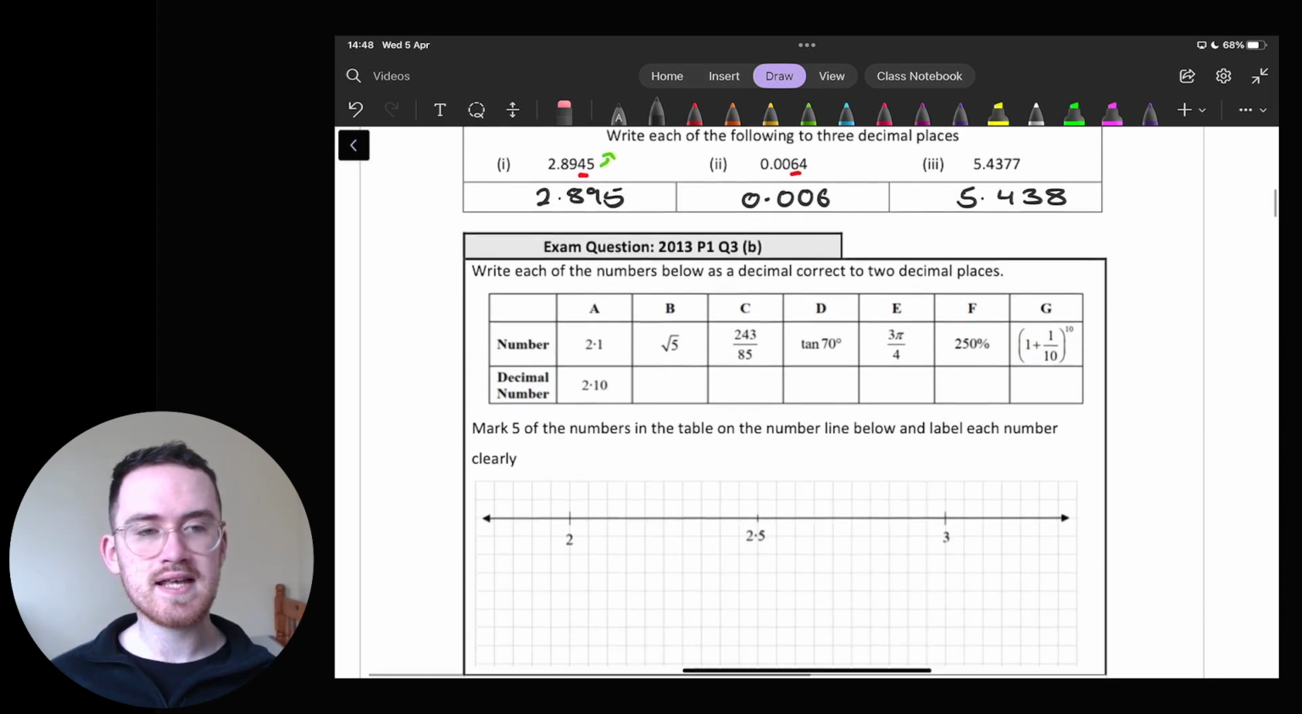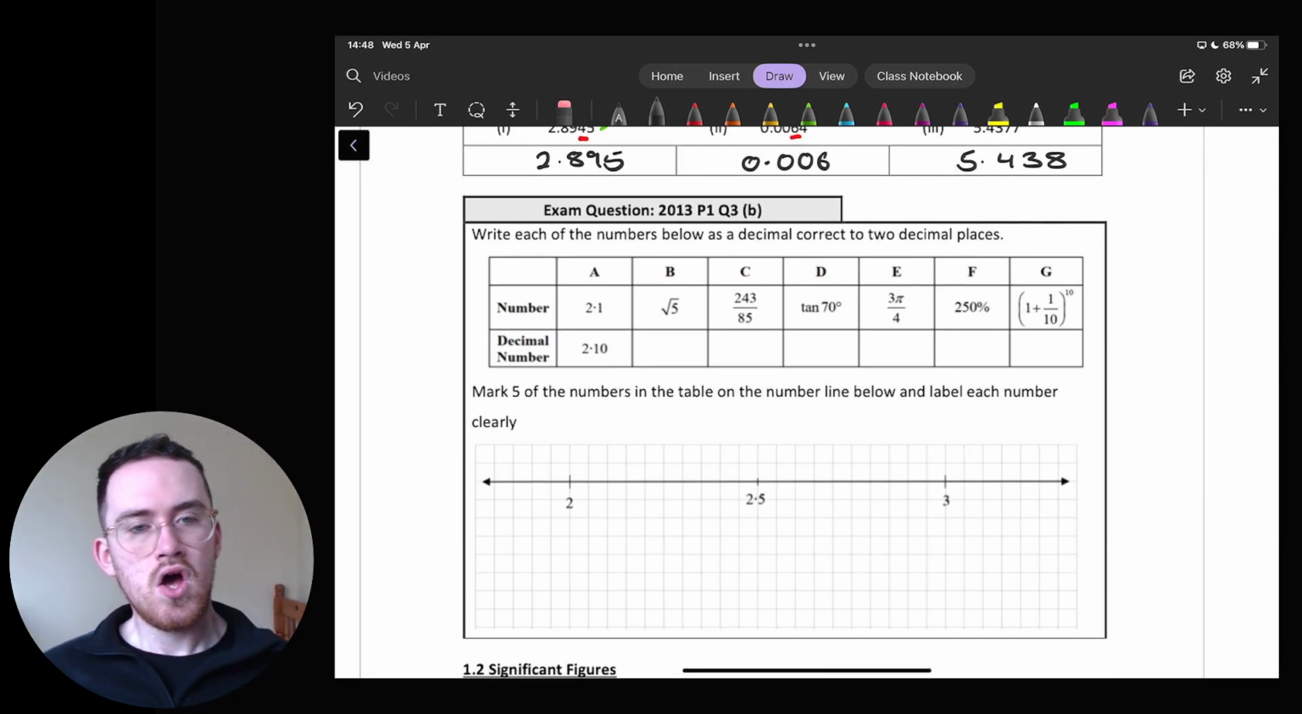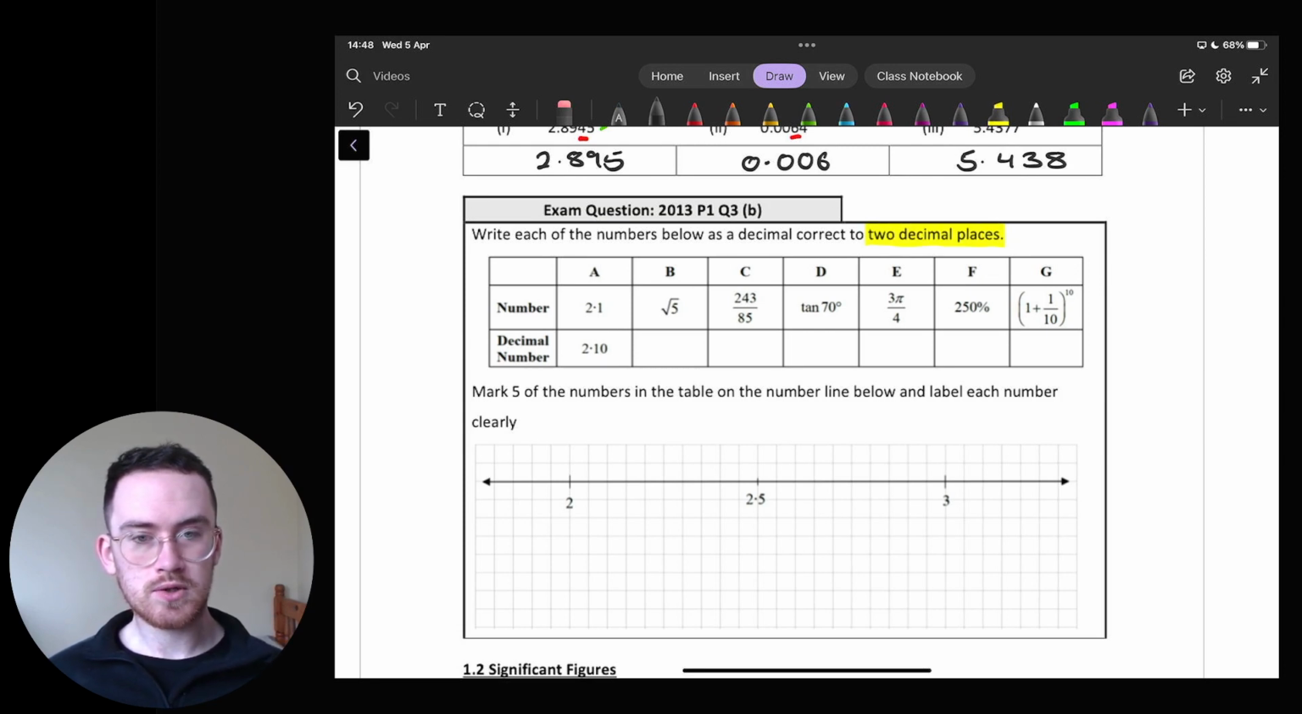Okay, looking at an exam question then that uses some of these ideas. We are taking each of these numbers, and we have to write them as a decimal correct to 2 decimal places. So we're going to be rounding, and then we need to put them in order on the number line. The first one's done for us. 2.1 becomes 2.10, with the 0 just included to bring us to 2 decimal places.